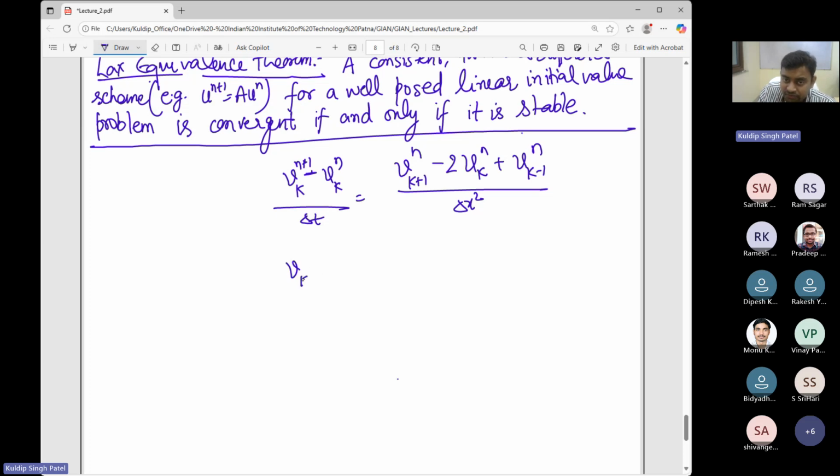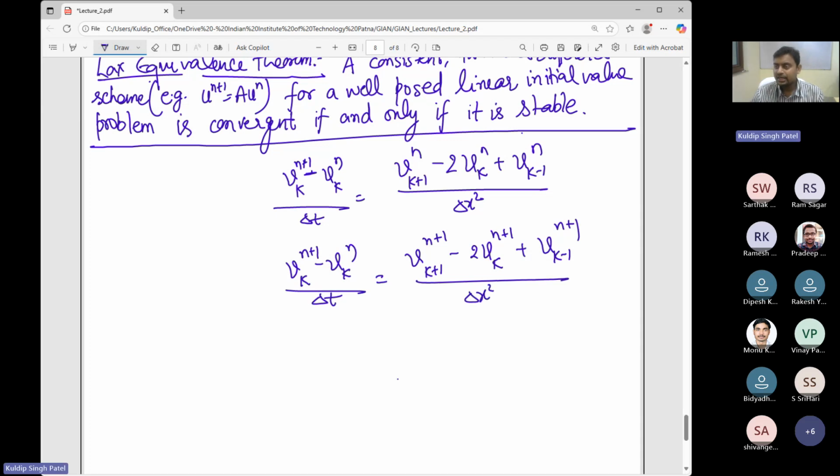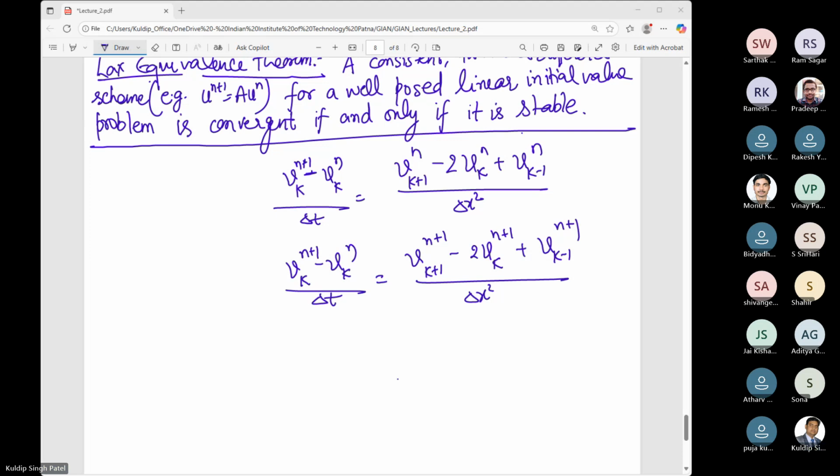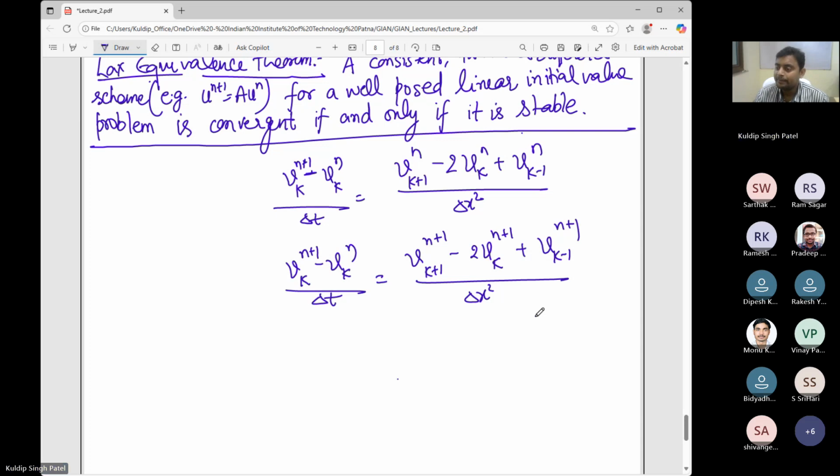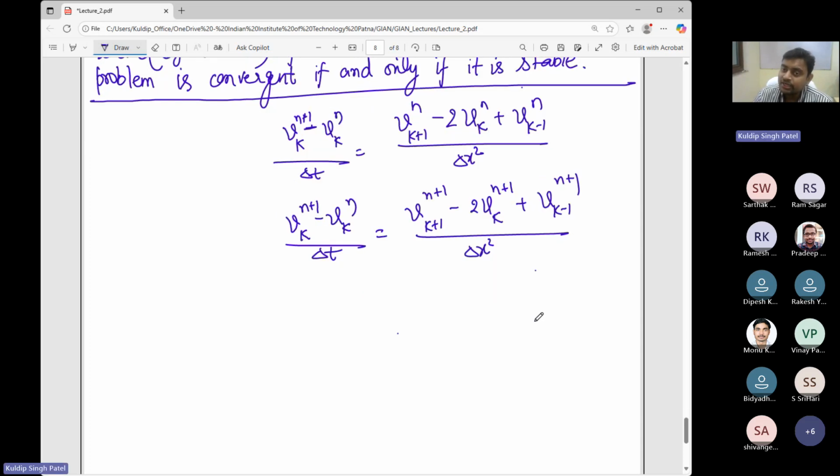What did they change? They took (V_k^(n+1) - V_k^n)/Δt equals (V_(k+1)^(n+1) - 2V_k^(n+1) + V_(k-1)^(n+1))/Δx². Can anyone quickly realize what the difference is from earlier? What is the difference from earlier? The difference is simple: on the right hand side, instead of n we put n plus 1. Agree?